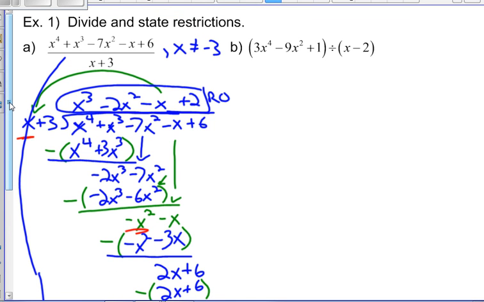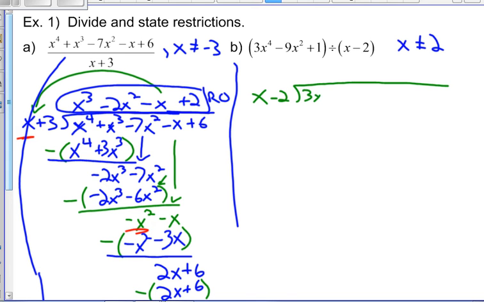Let's do another one. So in B, I'm going to have the restriction x cannot be positive 2. And I'll set up my division. I'll do it in a different color. Let's go x minus 2 divided by 3x to the 4th. Now, there needs to be a placeholder for every power of x. So we need to also say plus 0x cubed minus 9x squared plus 0x plus 1. Okay, and now we just go through and divide.